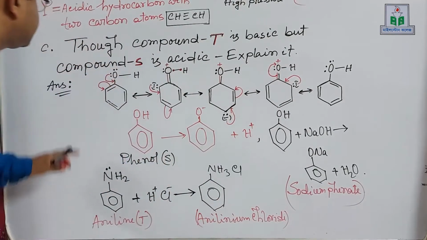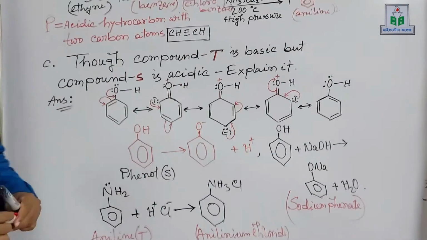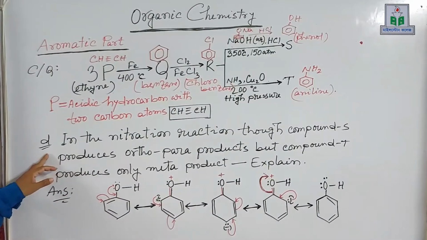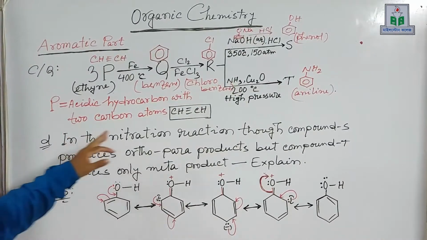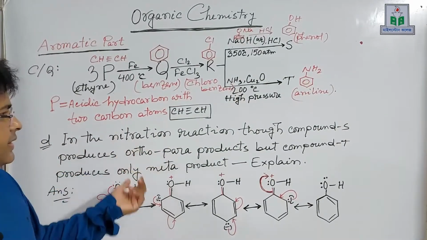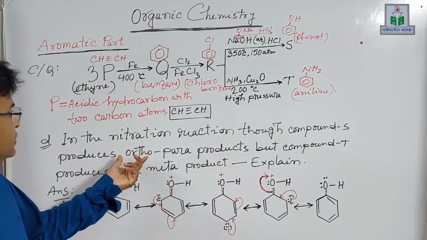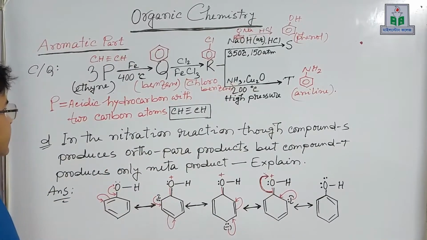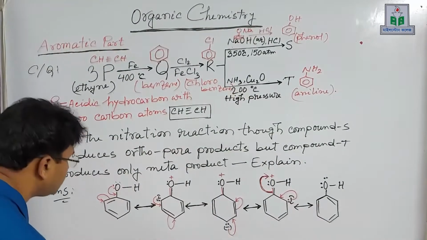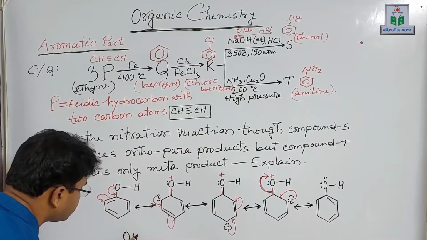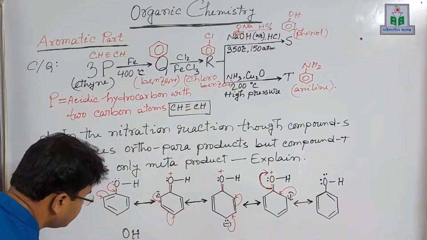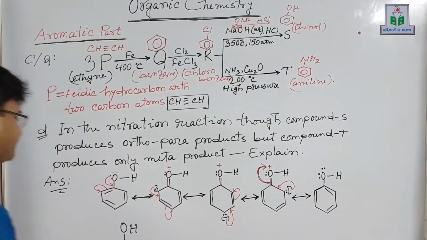That's all about the answer to question C. In question D, it is given that compound S, phenol, is ortho-para director. Actually, phenol produces ortho-para products in the nitration reaction. Now, if I show you the nitration reaction of phenol, this is phenol. According to the stem, this is actually compound S.